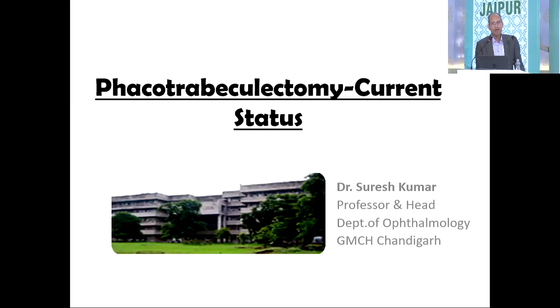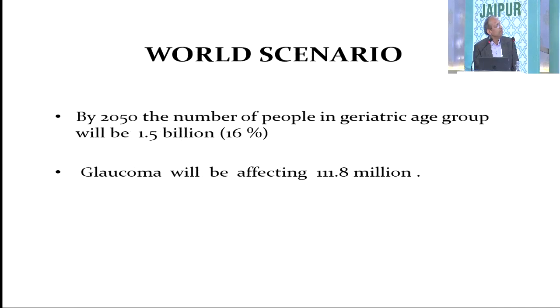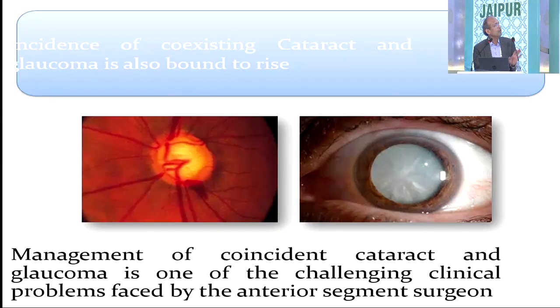I'll be speaking on combined cataract and glaucoma surgery, that is phacotrabeculectomy. By 2050, the number of people in the geriatric age group will be around 1.5 billion, which is around 16% of the total population. And glaucoma will be affecting 111 million people by 2050. All of us are going to encounter more and more patients having coexisting cataract and glaucoma, and it's a real challenge for all of us to manage these patients surgically.